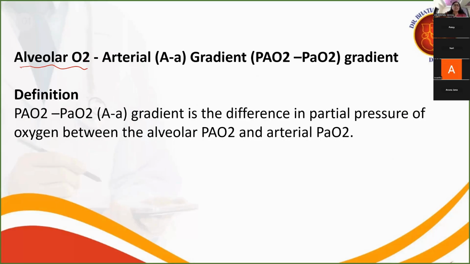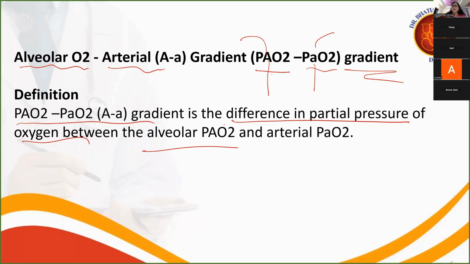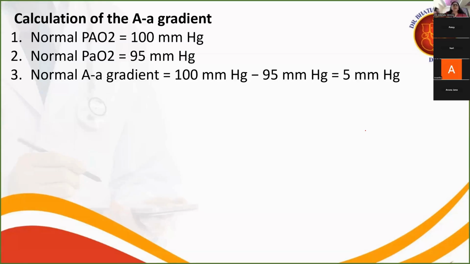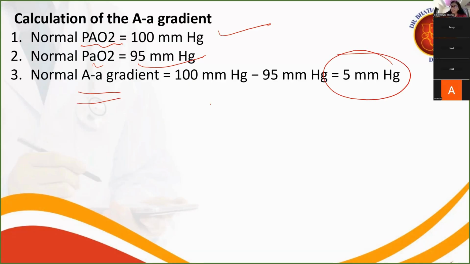This I have already talked about. What is alveolar oxygen and what is the arterial gradient? That is PAO2, with the capital A, that is alveolar, and PaO2, with a small a, that is arterial. This gradient is the difference in the partial pressure of oxygen between the alveolar PAO2 and the arterial PaO2. Now for calculation purposes, as I explained, the alveolar pressure is always 100 millimeters of mercury, whereas arterial oxygen pressure is around 95 millimeters of mercury. So the A-a gradient is somewhere around 5 millimeters of mercury.